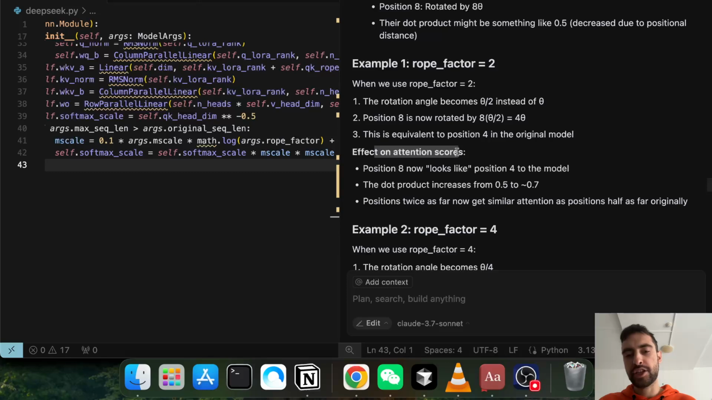Effect on attention scores. Position 8 now looks like position 4 to the model. The dot product increases from 0.5 to 0.7. So I think it wouldn't be this much of an increase. Maybe from 0.5 to 0.55. So now this is not good, because now we are rotating slower and this is causing the dot products to be higher. So we don't want to see this increase in dot products.